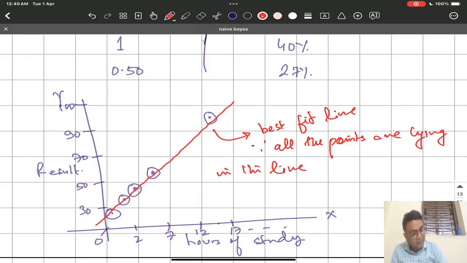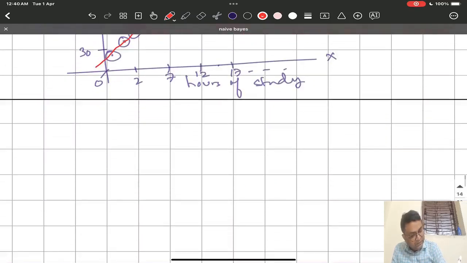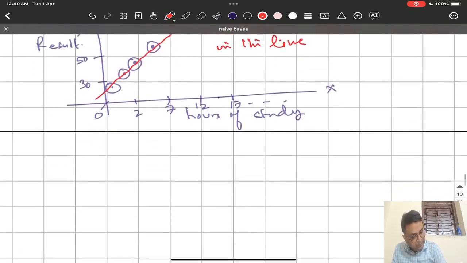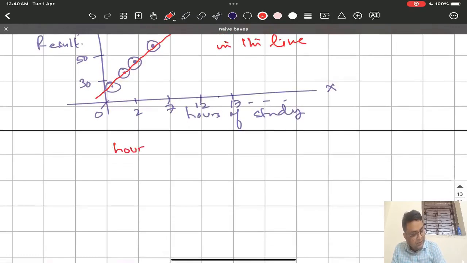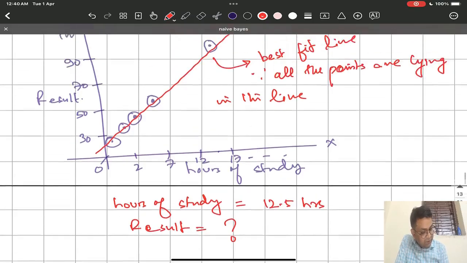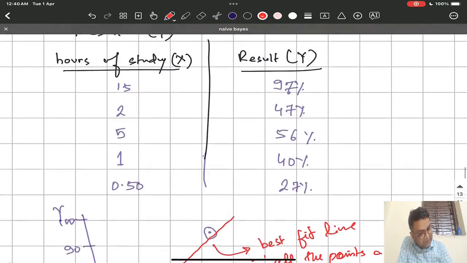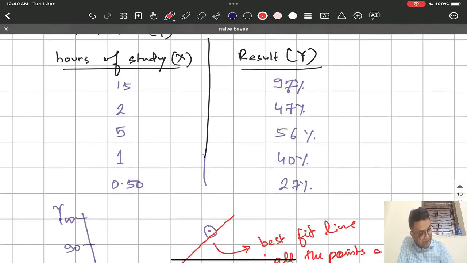Okay. Now suppose it is given: hours of study equal to 12.5 hours. So result equal to how much? It is given like this. Now what will I do? Then for 12.5 hours, it can be 95%.